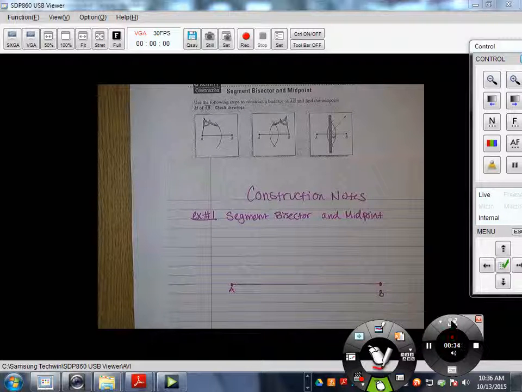So use your straight edge to draw that. Did everybody get a compass? All right, so if you have, yeah.